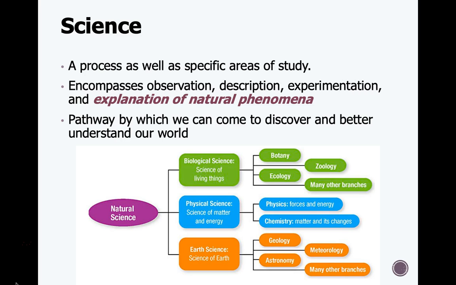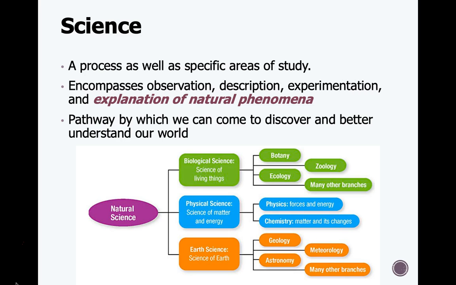And by following this pathway, the scientific pathway or process, you can sort of methodically discover things about the world and better understand the world around you. So the term science is really kind of a big, broad umbrella that encompasses a lot of things. We are worried about the natural sciences in the biology department. So we, of course, are worried about biology, which is the study of living things, so the science of living things. And there are big branches within biology.